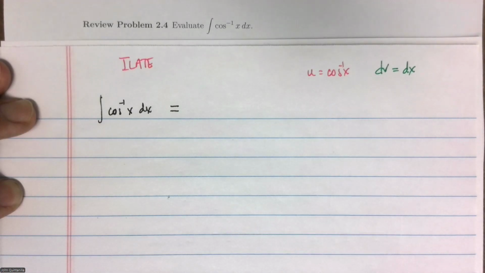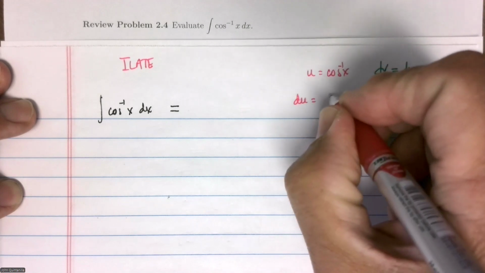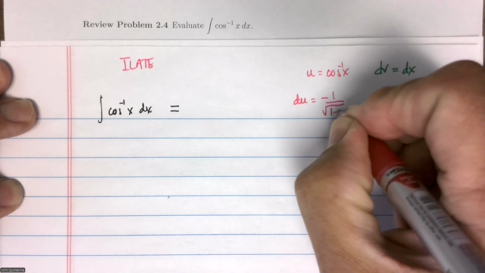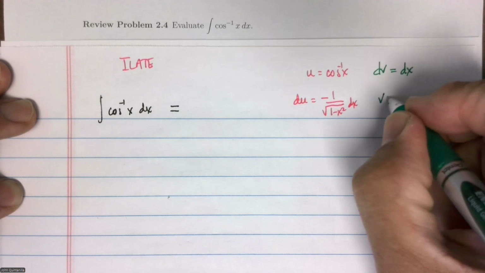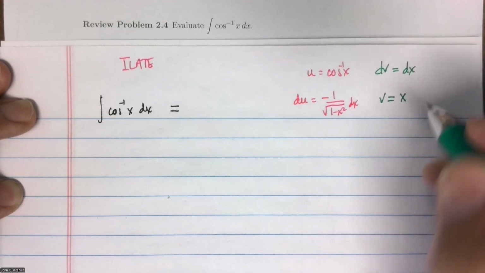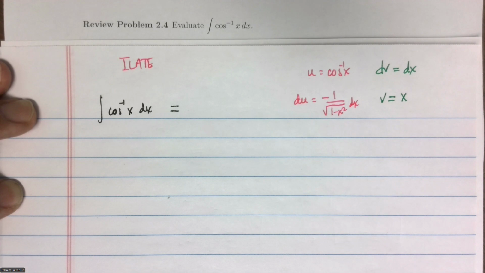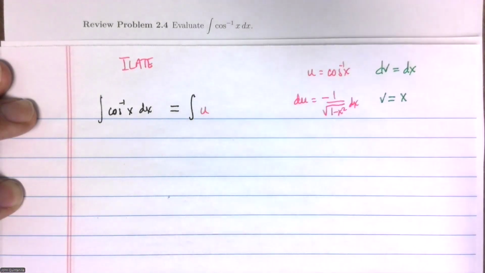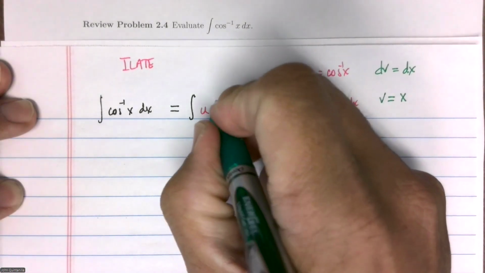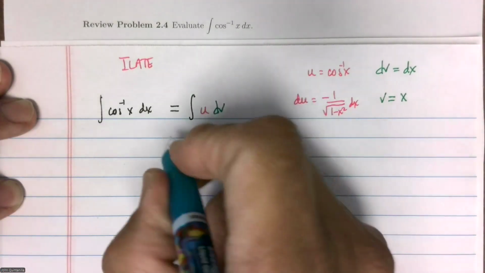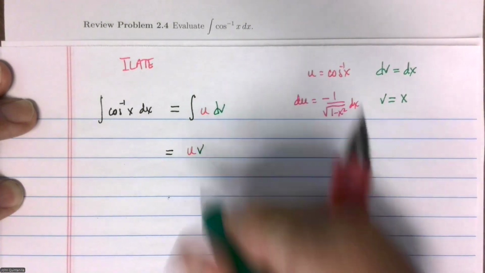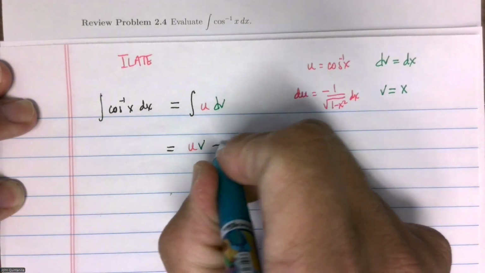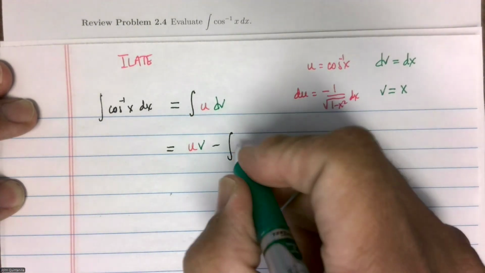Now doing the antiderivatives, we see that du is equal to negative 1 over square root of 1 minus x squared dx. That's the derivative of arc cosine. And then the antiderivative of dx would simply be x by itself. So this integral is equal to the integral of u dv, and I'm doing the color coding here to help out the visual. According to the formula, this is going to be equal to u times v minus the integral of v du.